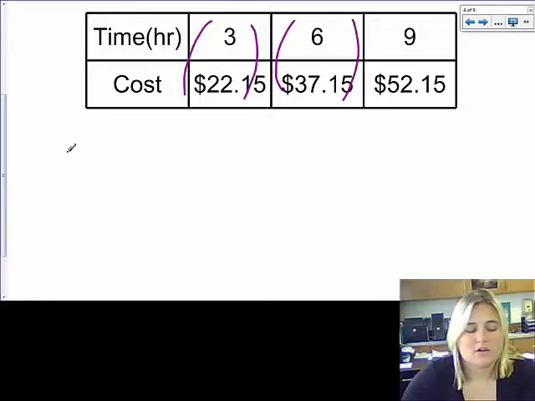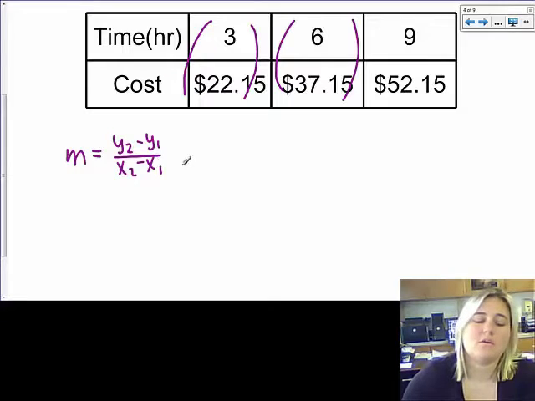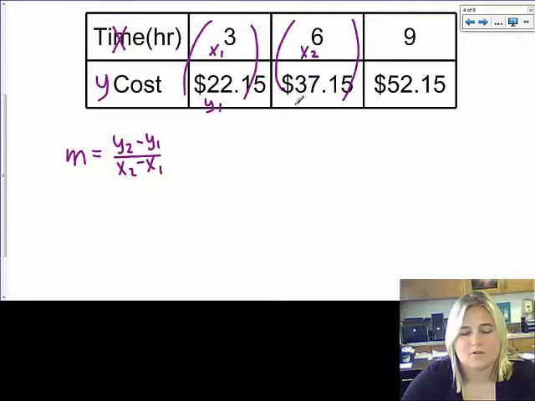And I want you to know that the slope formula is m equals y sub 2 minus y sub 1 over x sub 2 minus x sub 1. So whenever we have this, we have x and we have y. We want to know dollars per hour. That's going to be the rate. So I have x1, y1, and I have x2, y2. I'm going to use this information and plug it into my formula here.